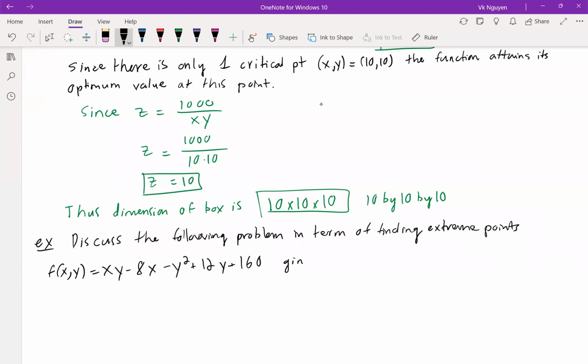Given the region D is the set of points (x, y) in which 0 less than or equal to x less than or equal to 15, 0 less than or equal to y less than or equal to 15 minus x. So we have this surface there. Remember, extreme points are the critical points and endpoints on the boundary.